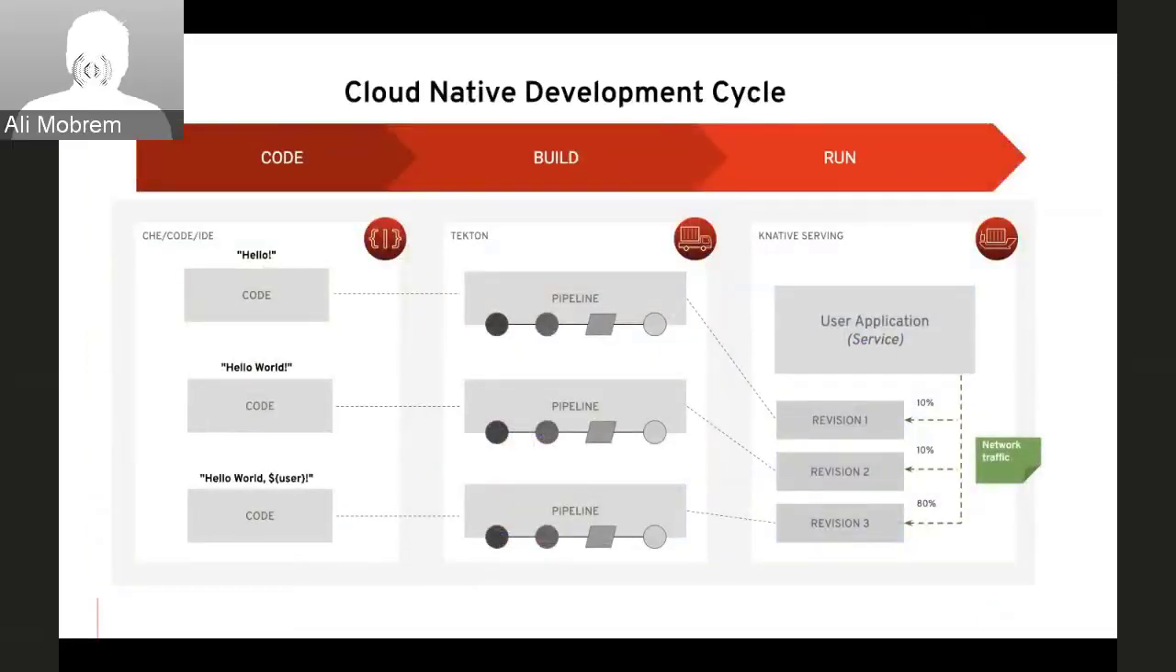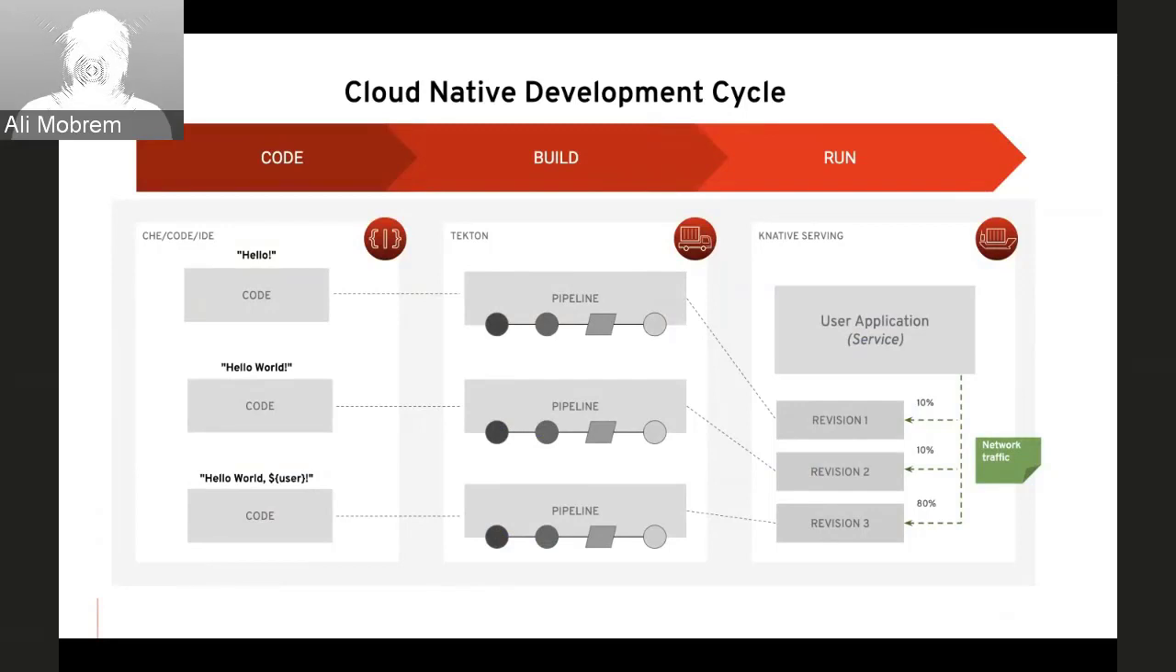All right, so one of the last slides I want to show you guys is the cloud native development cycle. As you notice, a developer goes and makes a code change here. This triggers a Tekton pipeline build. Once that pipeline build is done, you'll notice on the right-hand side, a new revision is created. So we've seen a couple of technologies here. You have Che working, you have Tekton working, you have Knative serving working. And then on the right, you see network traffic.